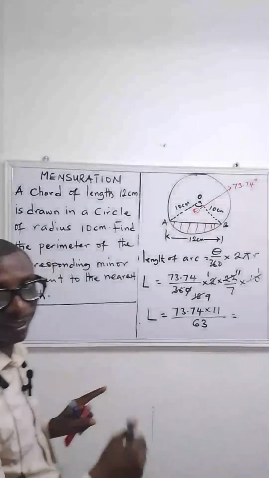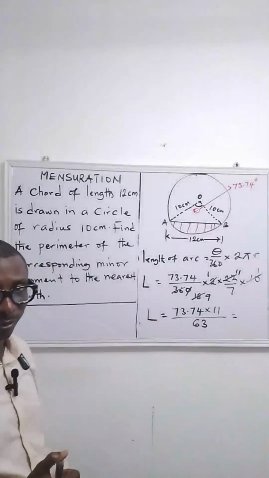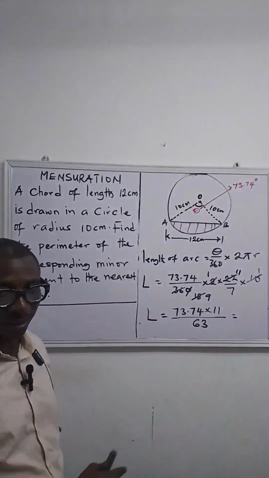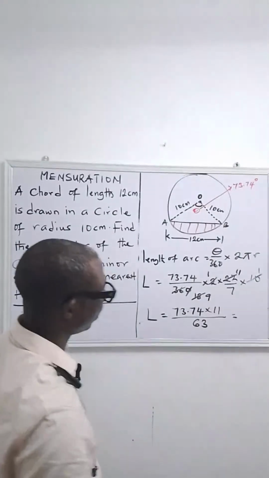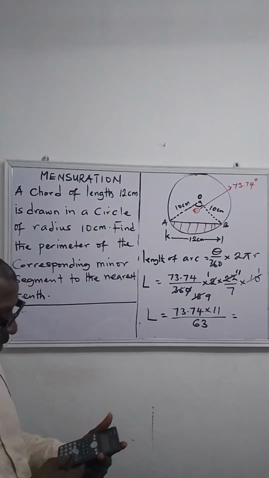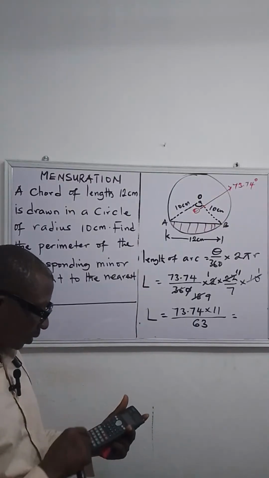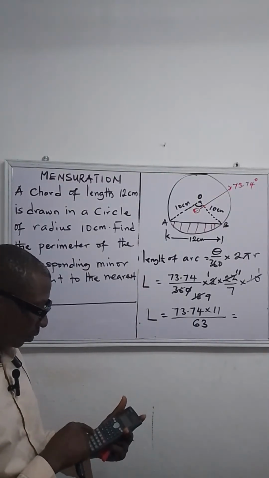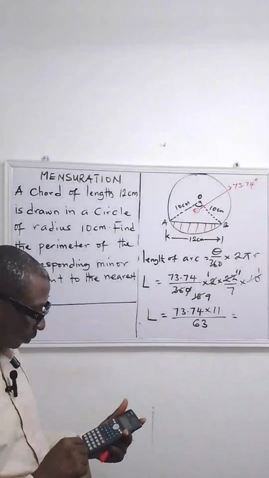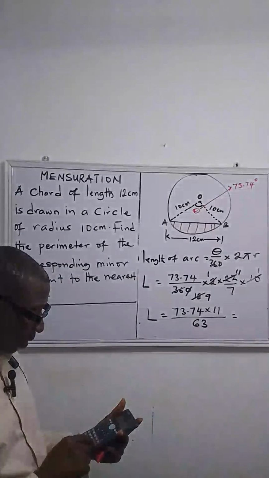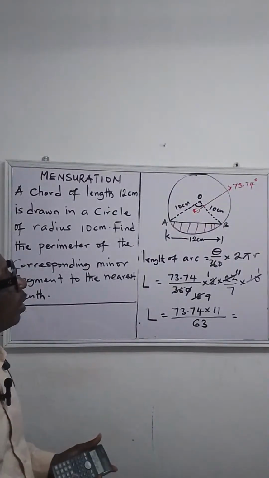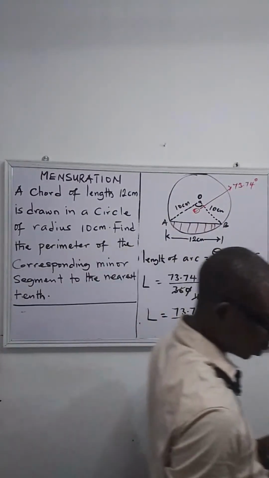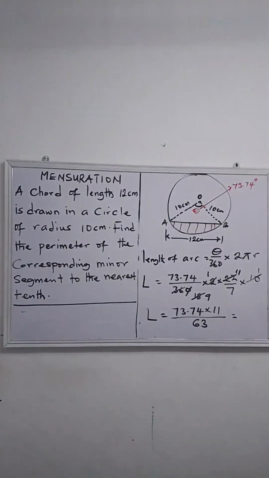Can you evaluate this and drop your answer in the comment section? Okay, make sure you are participating in the class. So let's see, what do you have for that? Okay, so when you multiply that, what do you have? So you do that fast. 73.74 times 11, okay, divided by 63. All right, so let me see what you have in the comment section.